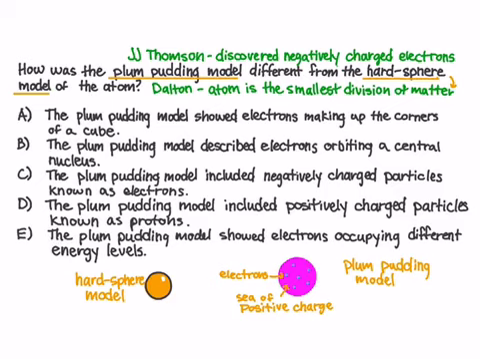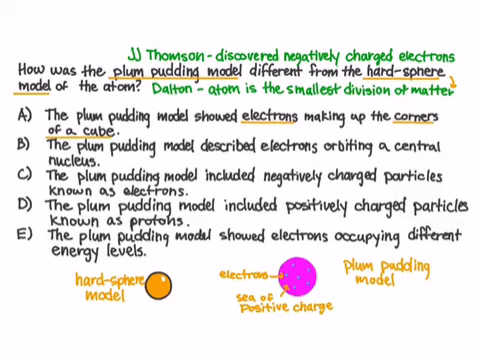So the Plum pudding model is different from the hard sphere model of the atom because in the hard sphere model, the atom is the smallest division of matter. But in the Plum pudding model, there is a negatively charged electron, which is smaller than an atom. So let's go through our answer choices to see which of them reflects that.